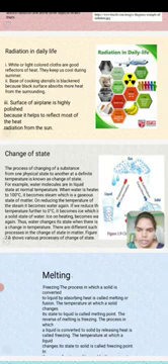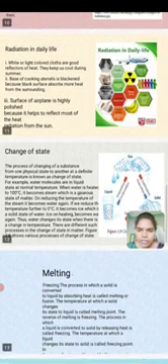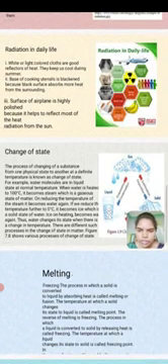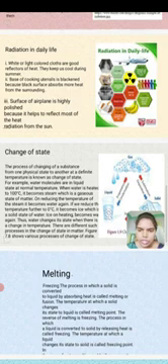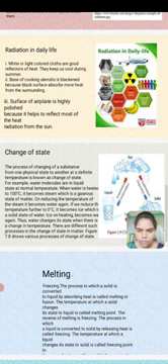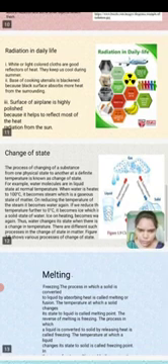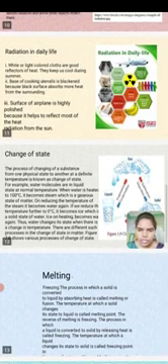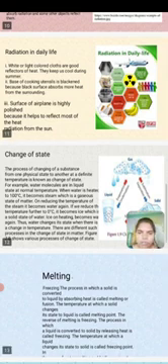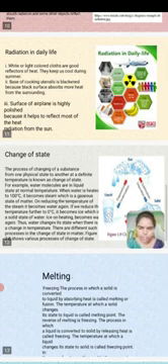Next, change of state. The process of changing a substance from one physical state to another at a definite temperature is known as change of state. For example, water is in the liquid state at ordinary temperature. When water is heated to 100 degrees Celsius, it becomes steam, which is a gaseous state of matter. On reducing the temperature of the steam, it becomes water again.